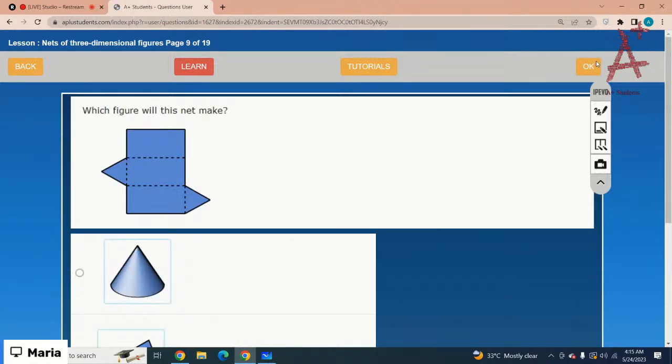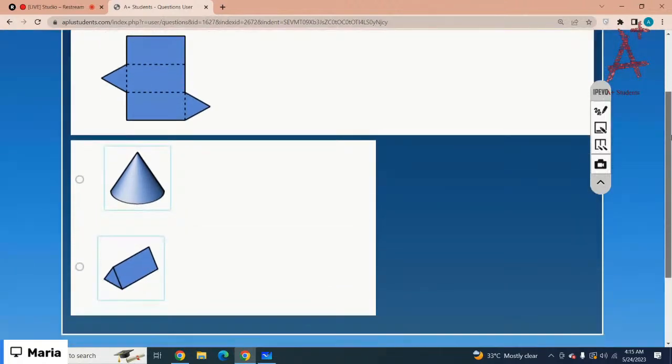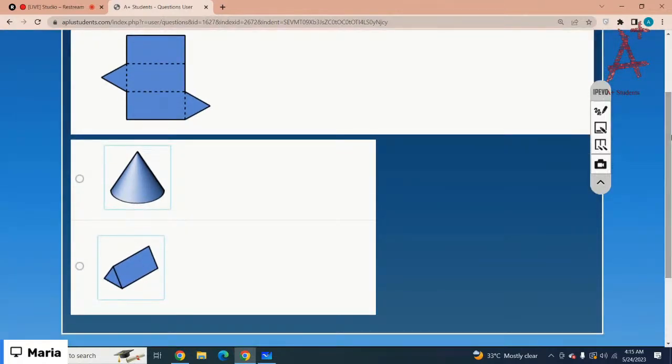Okay, which figure will this net make? 1 or 2, which is the correct option? Yes, the second one.